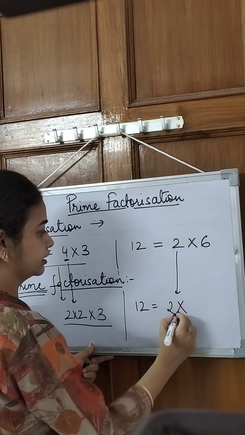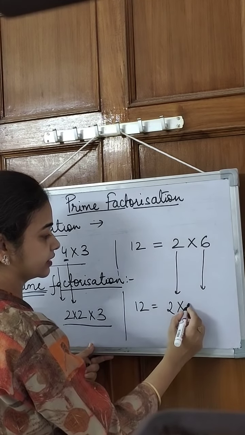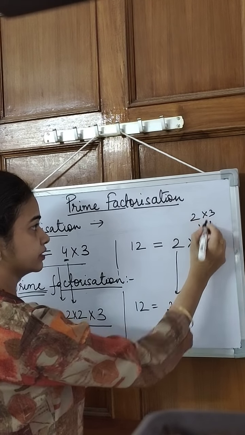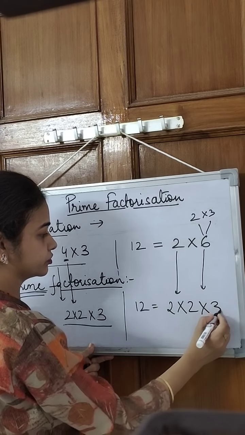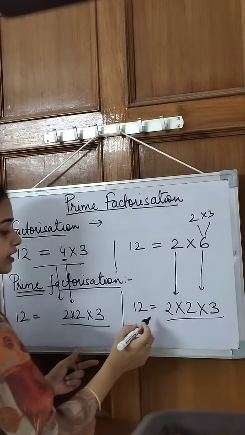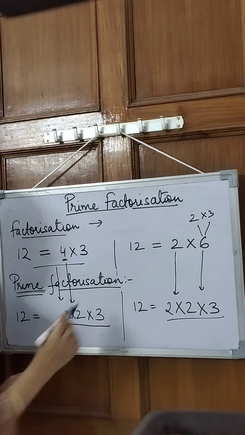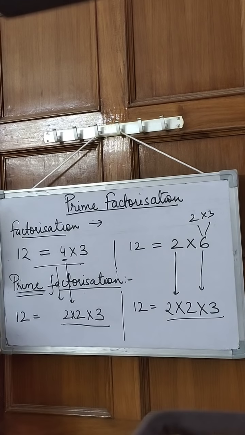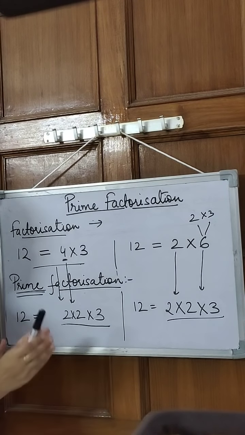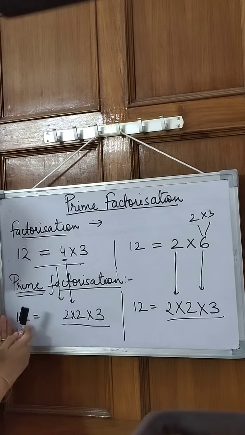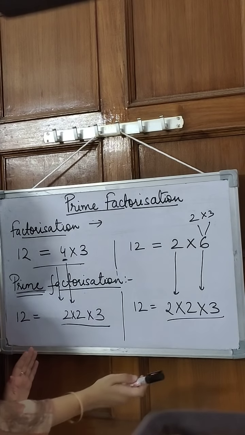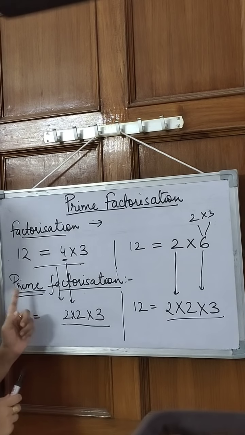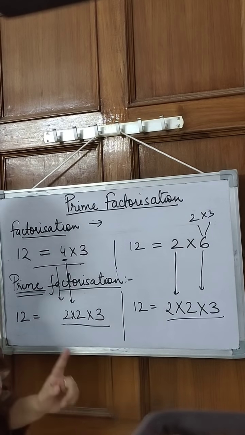So 2. In place of 6, what else can I write? I can write 2 into 3. What is 6? 6 is 2 into 3. So again, I have represented this as 2 into 2 into 3 in the form of prime factorization. So what is prime factorization? Prime factorization means I express my number as a product of prime factors only. Okay, it's very important that it is prime factors only.